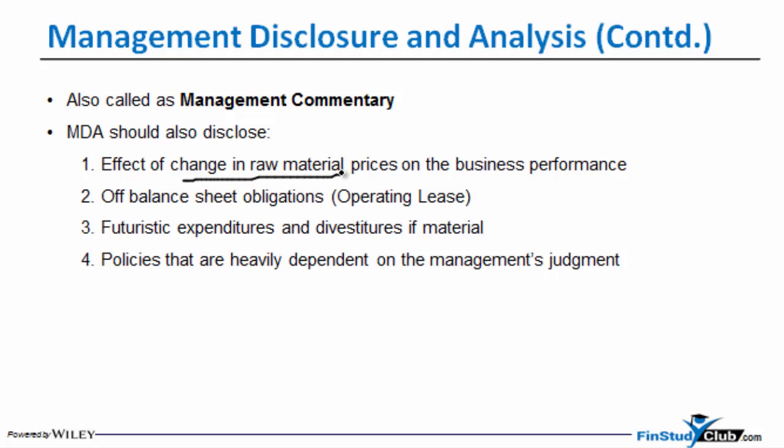What is the effect of change in raw material? Obviously, raw material is one of the largest costs. Some of the off balance sheet obligations: any liability which is actually a contractual obligation, but you either deliberately or, let's say, because of some other issue, do not write on the balance sheet. So you really show that as an off balance sheet item.